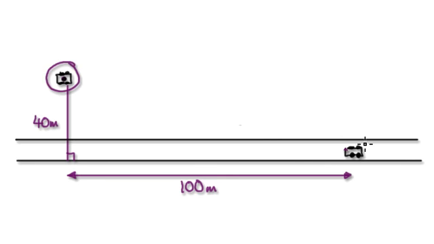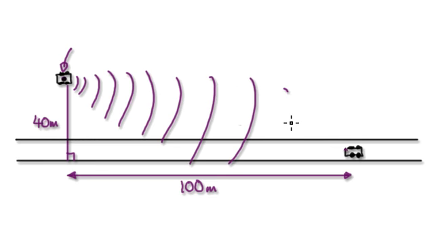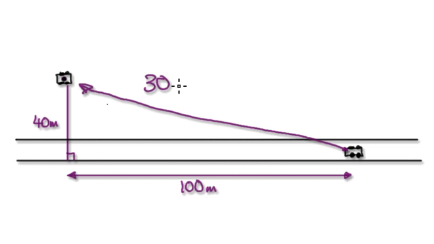Now this here is the police car. This is any car here. The police car will have a radar gun. So the police sitting here will fire the radar gun at the car. Okay, so it will fire the radar gun, and then the radar gun will tell the police that the car is traveling at, let's just say, 30 meters per second.